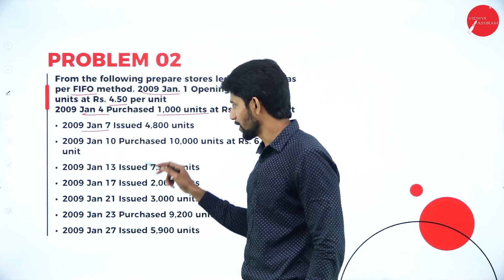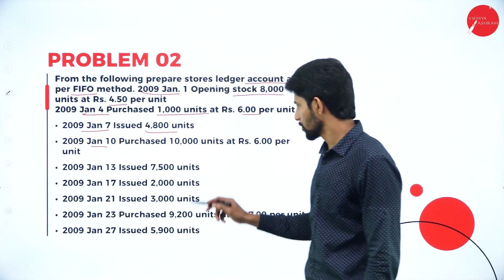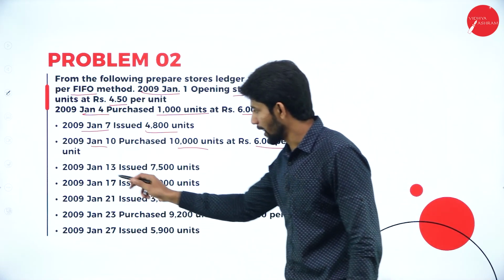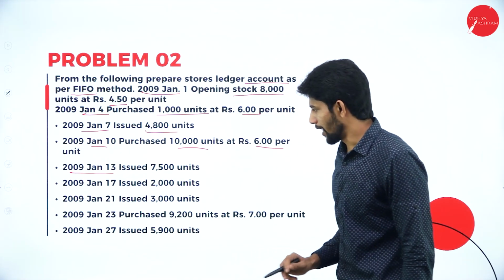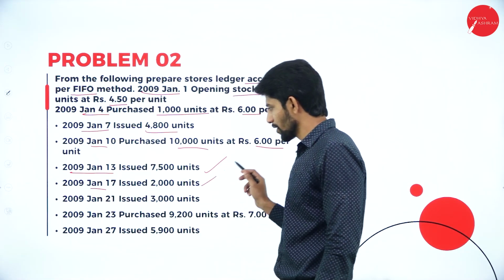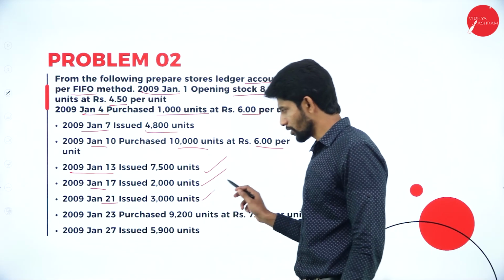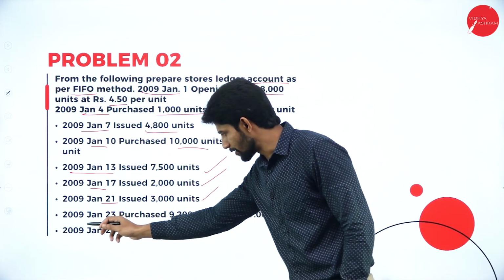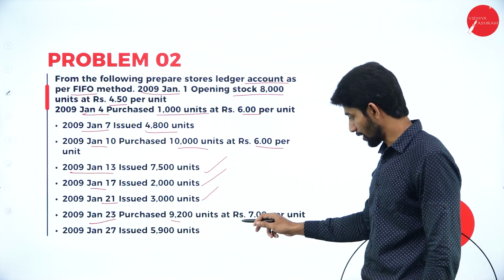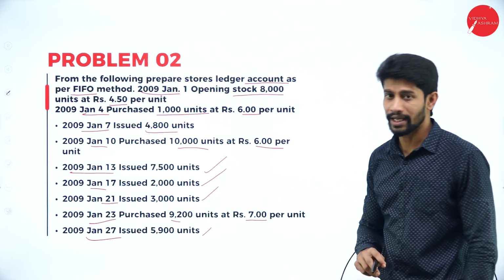Next on 7th Jan, issued 4,800 units. And on 10th Jan, they purchased 10,000 units at rupees 6 per unit. And on 13th Jan, issued 7,500 units. On 17th Jan, issued 2,000 units. And on 21st Jan, they issued 3,000 units. And on Jan 23rd, they purchased 9,200 units at 7 per unit. On Jan 27th, issued 5,900 units.